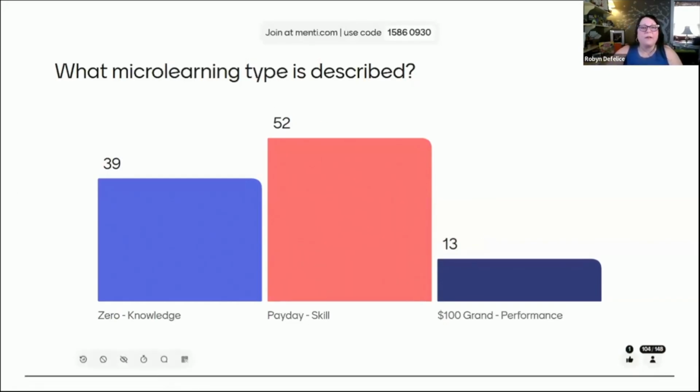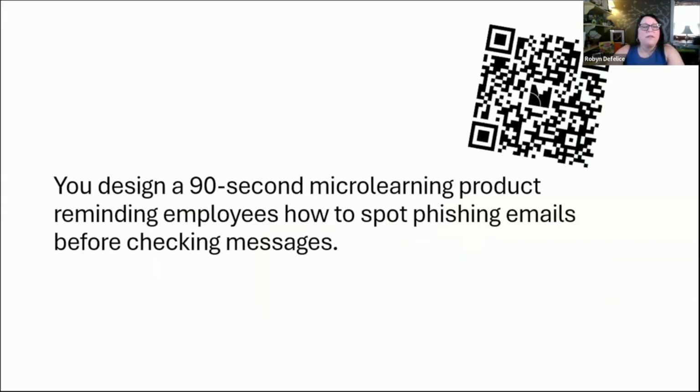So let's go back over to the slide so you can see this, because we have 13 that thought it was performance. Some thought it was complex, intrinsic. So let's look at this again. It's reminding employees how to spot phishing emails. And think about performance as in the moment of need. I need a reminder. I'm not pushing this out in a formal way.